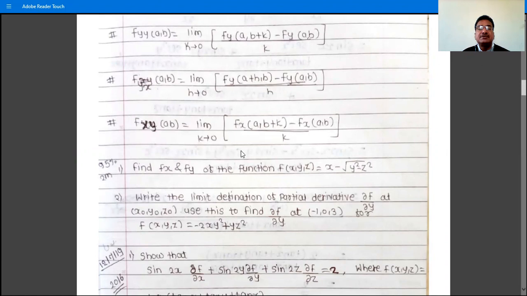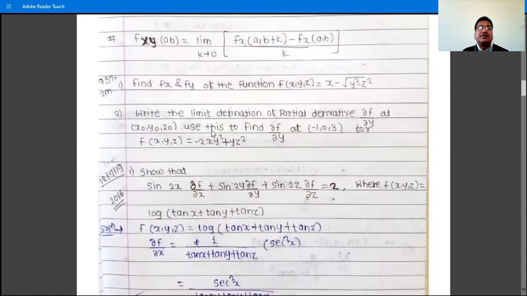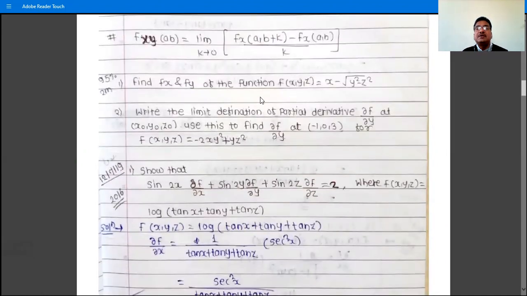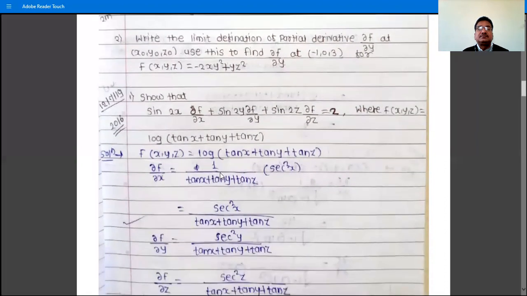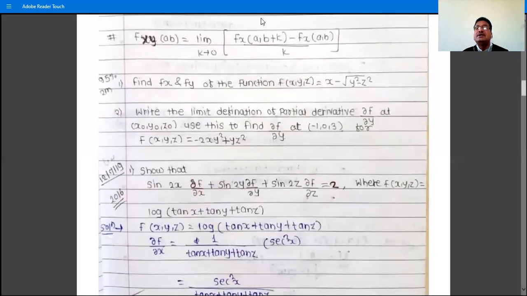So these are the definitions of second order partial derivatives. Find f_x and f_y, meaning the first order partial derivatives of this function, and write the limit definition of the partial derivative of this function. Same problems by using the definition of del by del y at x naught, y naught, z naught, find the value of del by del y at minus 1, 0, 3. Okay, so the remaining problems we will see in the next lecture.